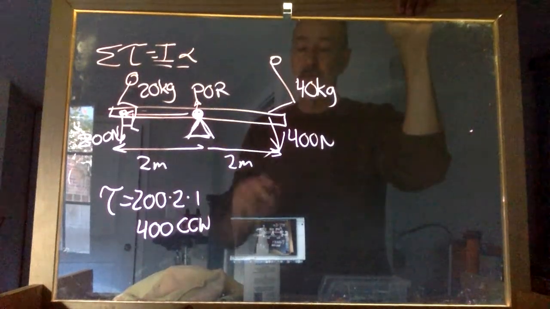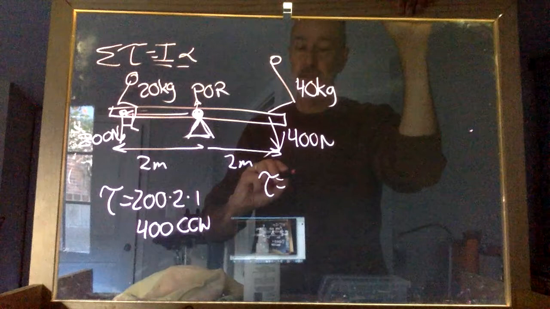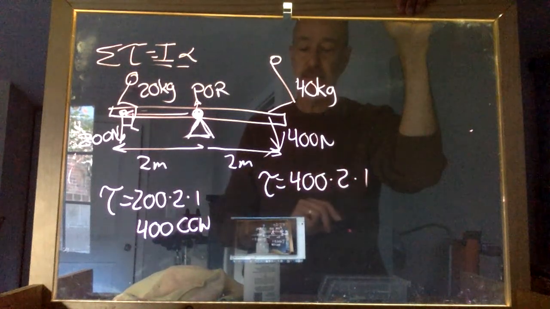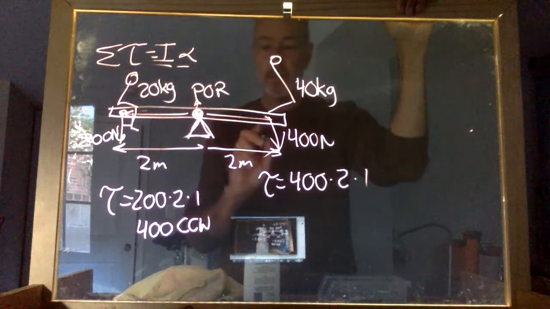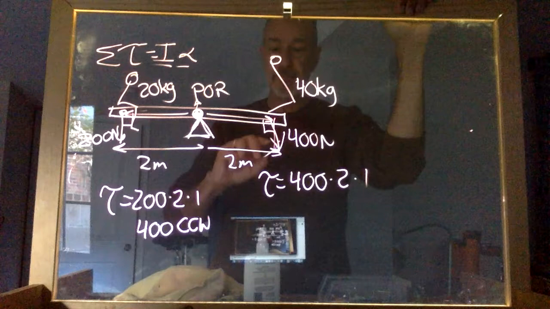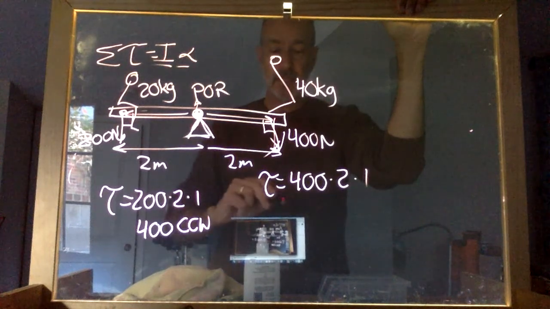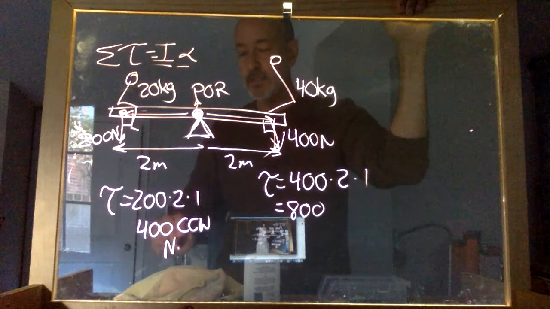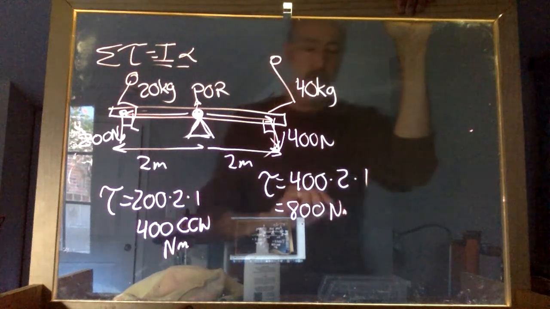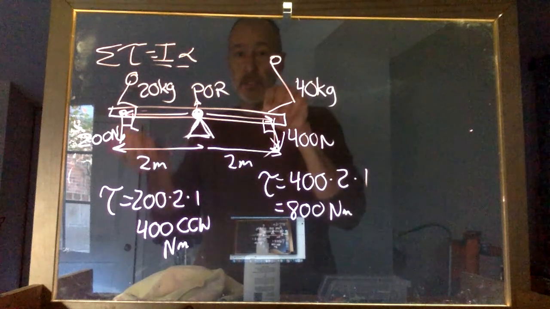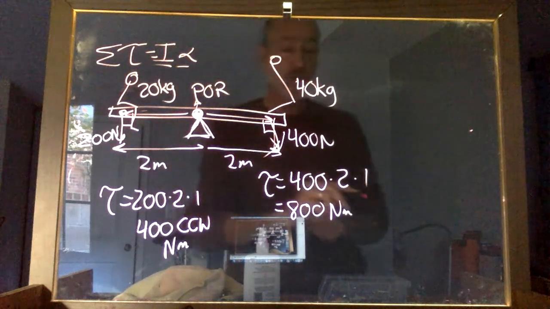This would be 400. The torque that this big kid puts on, times 2, times sine of 90, which is 1, because again, there's R, there's the perpendicular, the fact that they're perpendicular. And so you end up with 800. Look at me without units, Newton meters. This one, if he is the only force on there, it's going to make it rotate this way. That means it's a clockwise.